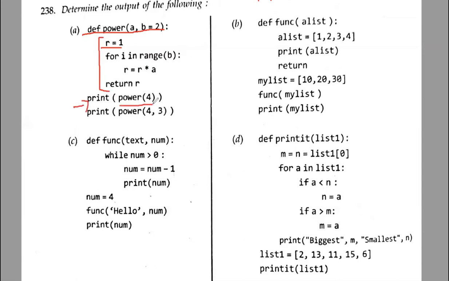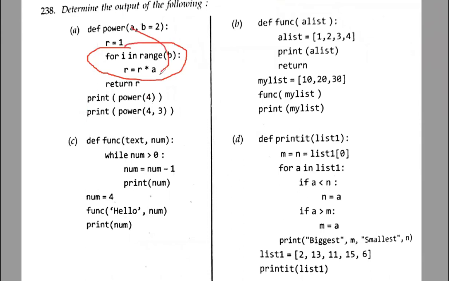If I'm having power of 4, a value will be substituted as 4, and then b value will be considered as a default value. So r is equal to 1. In this case, i value is going to be in range of b, in the sense i value will be 0 and 1. So this for loop is going to get executed twice.